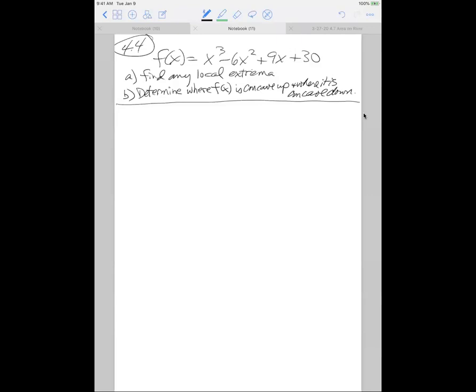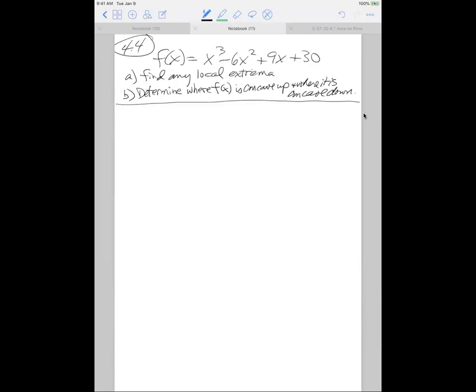Okay, hello. All right, this is an additional problem I want to work through from section 4.4. We're going to take the first derivative test, use it, take the second derivative test, use it, and make determinations of different aspects of the function. So I'm going to go back to the iPad and show the function: f of x equals x to the third minus 6x squared plus 9x plus 30.